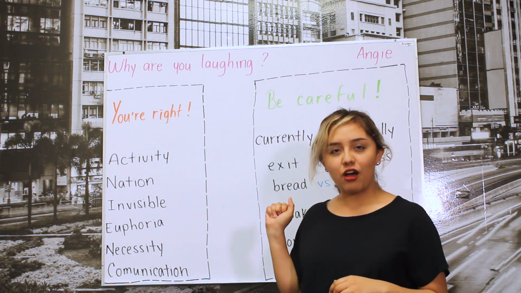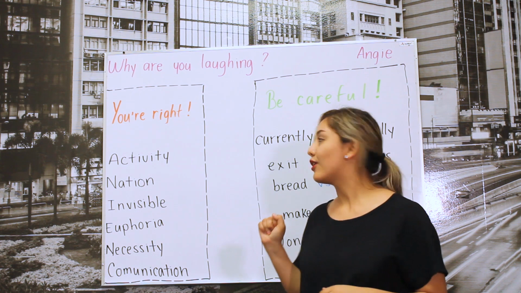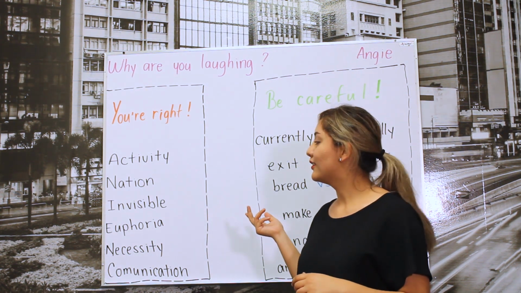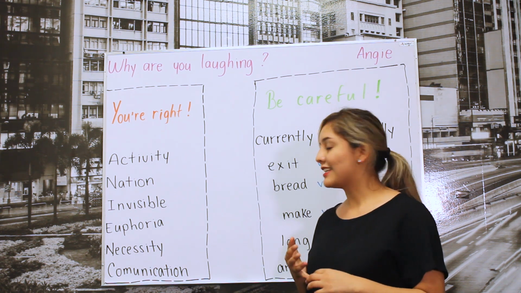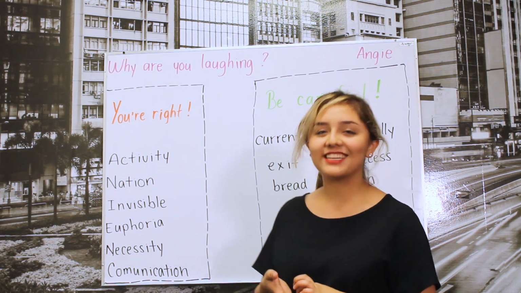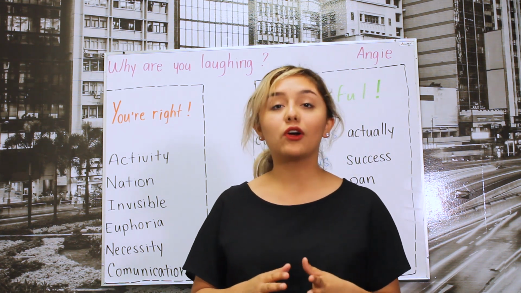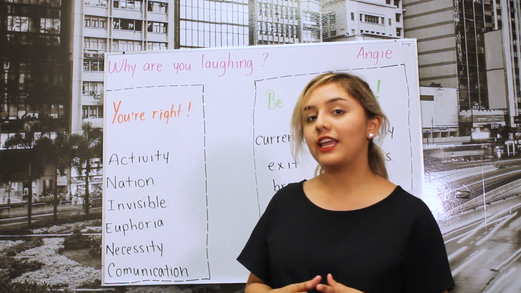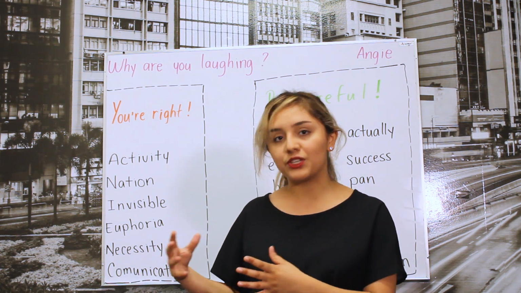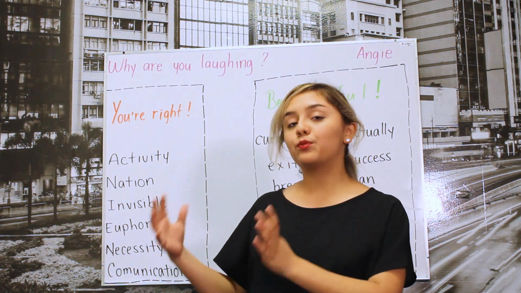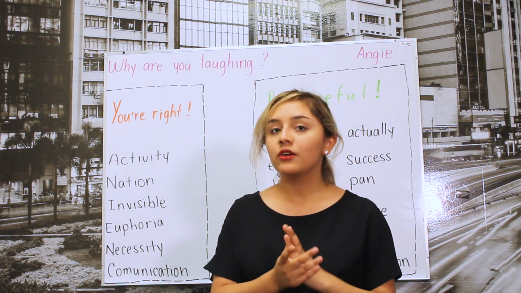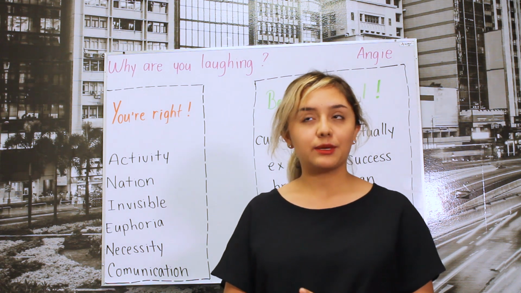What's the meaning of activity? Alright, nation, invisible, euphoria, necessity, communication. Alright, well, these words are called cognates. A cognate is a word that is very similar to your mother language, which in this case is Spanish, is pretty similar with pronunciation, spelling, and meaning. Alright, that is a cognate.